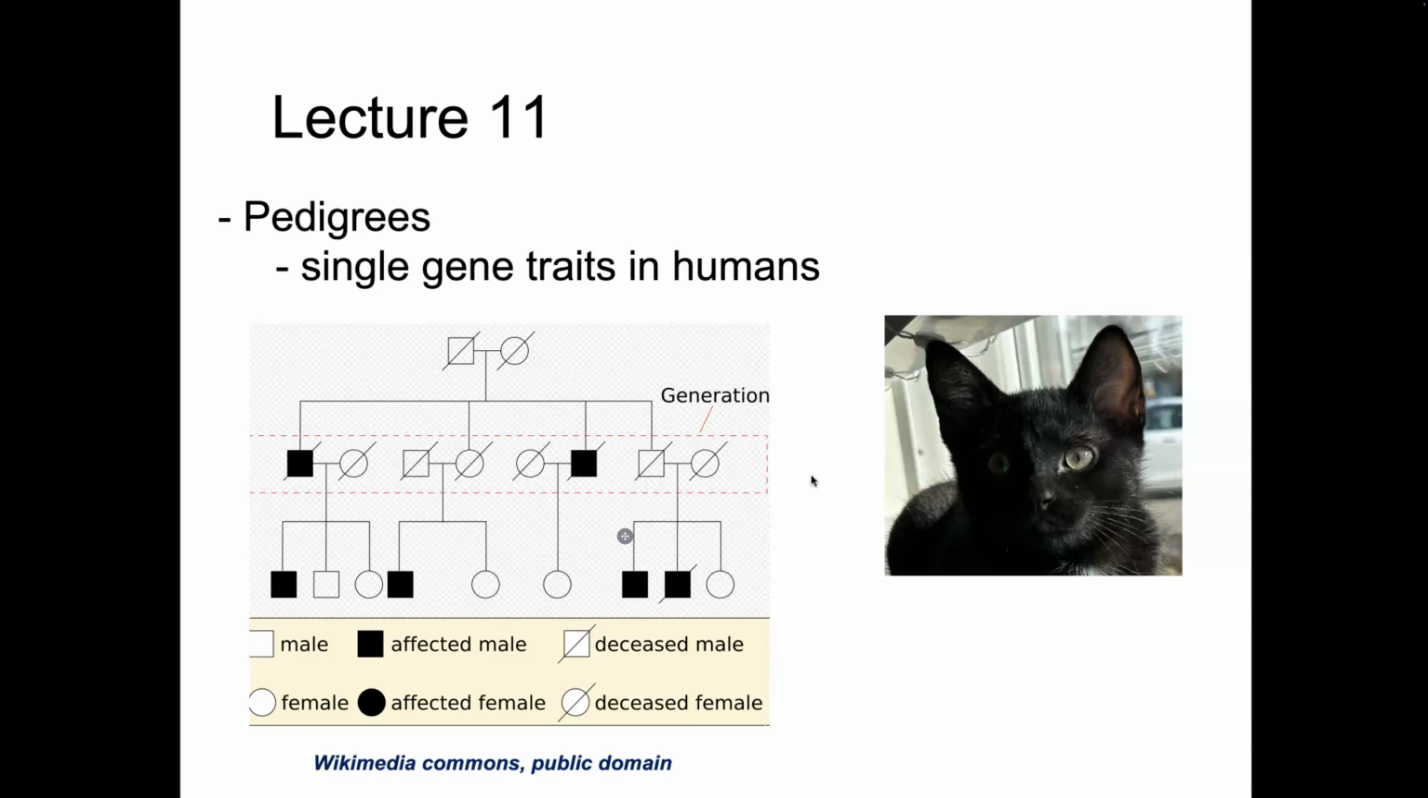So the main purpose of pedigrees is to figure out how a particular trait is being passed on. Is it on the autosomes or the X chromosome? Every now and then there is a Y-linked trait, which is interesting. They're super rare because there are not very many genes on the Y chromosome. And also whether it's a dominant or recessive trait.